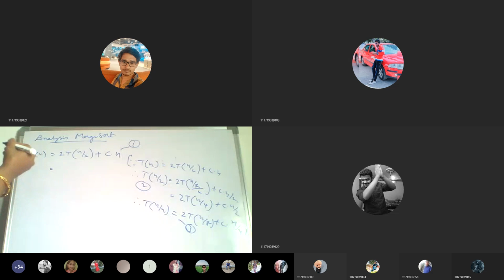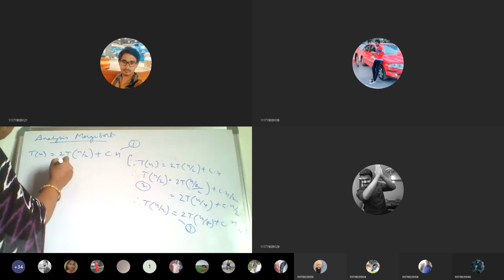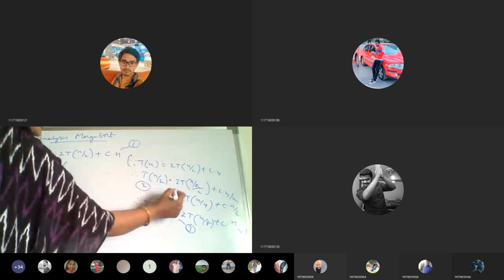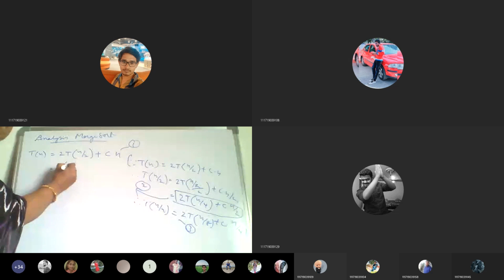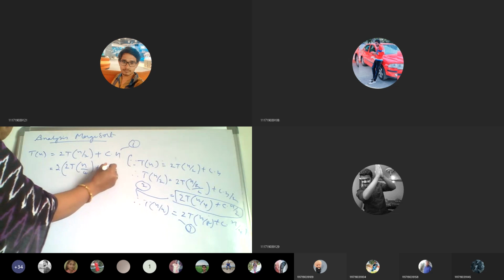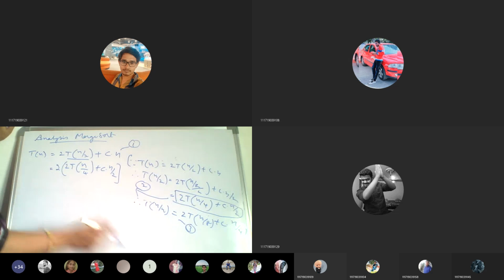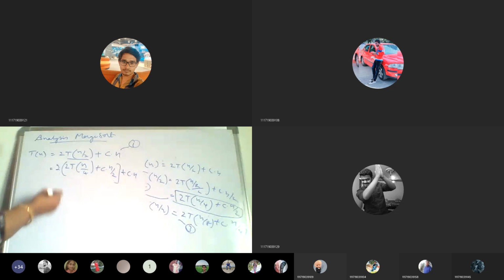So T of n is equal to, the formula whatever we have written, 2T into, so what value we got for T of n by 2? This one we are going to rewrite and substitute here. So 2T into n by 4 plus c into n by 2. So this is n by 2. And what is remaining here? Plus c into n. So that's what we'll solve here.